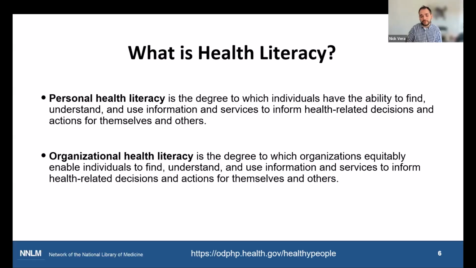So going back to that first part, what is health literacy? Let's start with a definition. There are really 2 parts to health literacy: personal health literacy and organizational health literacy. Personal health literacy is the degree to which individuals have the ability to find, understand, and use information and services to inform health-related decisions and actions for themselves and others. Organizational health literacy, on the other hand, is the degree to which organizations equitably enable individuals to find, understand, and use information and services to inform health-related decisions and actions for themselves and others.